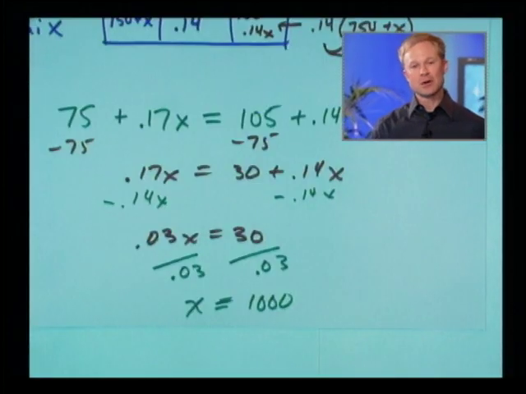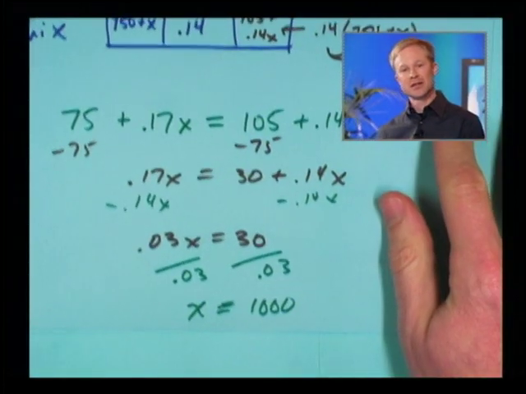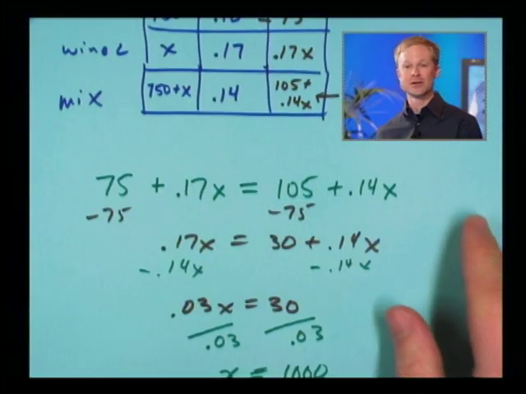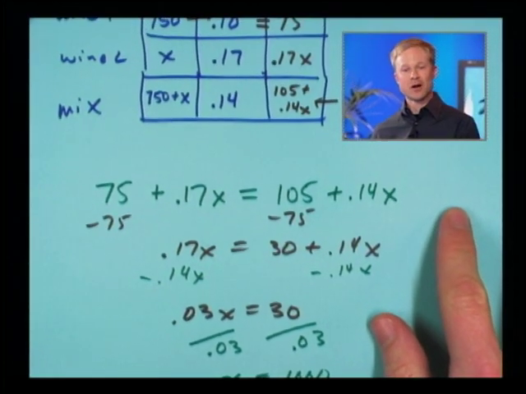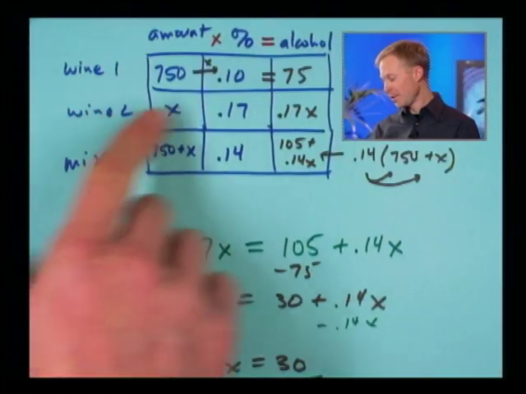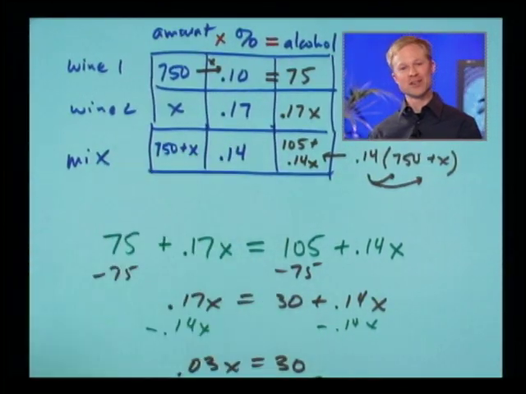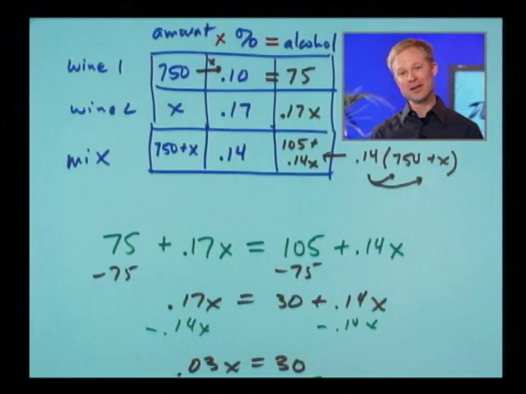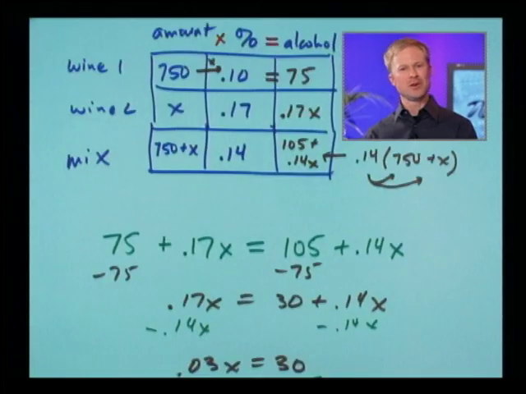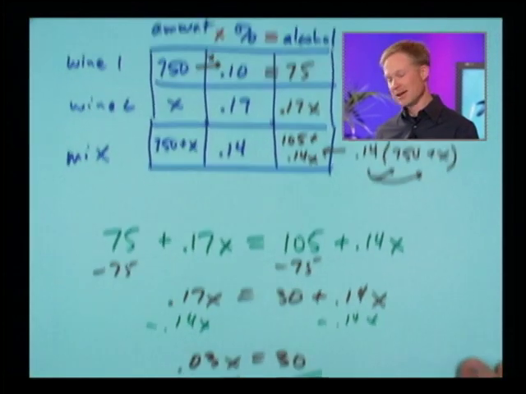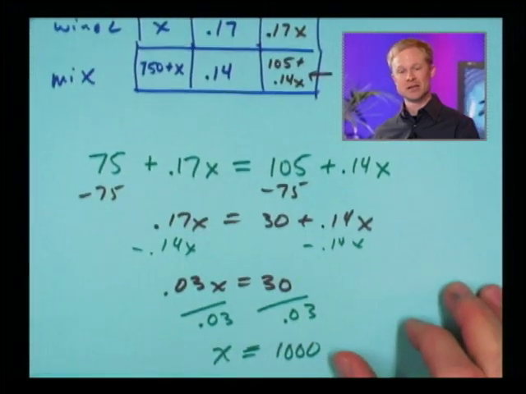So that is the answer to our question. If you look back at my grid, what X represented, that was how much of the second wine we needed, and it turns out we need 1,000 milliliters. So think about this just for a moment. We were combining 10% and 17% wine, and we got 14. Now 14 is right in the middle of 10 and 17, well, not perfectly in the middle, but almost. You might have thought like kind of even amounts of each. Well, not quite. It's 750 of the first one, and 1,000 milliliters. You actually need more of the 17 to get it up to 14.